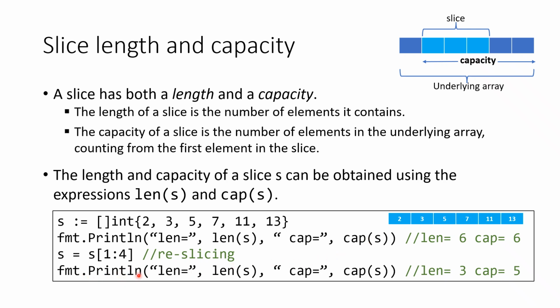The length and capacity of a slice can be changed by reslicing, that is, specifying a new low bound and a new high bound of the slice itself. For example, when we reslice S with the new bounds of 1 to 4, the new slice will have only 3 elements from index 1 to index 3 of the old slice. The capacity of the new slice is reduced by 1 from 6 to 5 because the first element of the new slice is now at index 1 of the underlying array. The element at index 0 of the underlying array is not counted toward the capacity of the new slice.